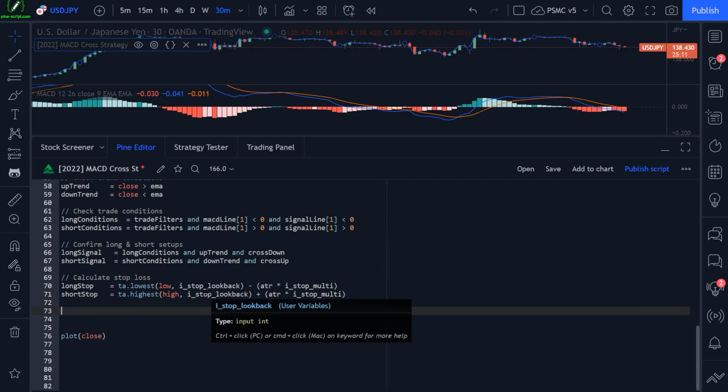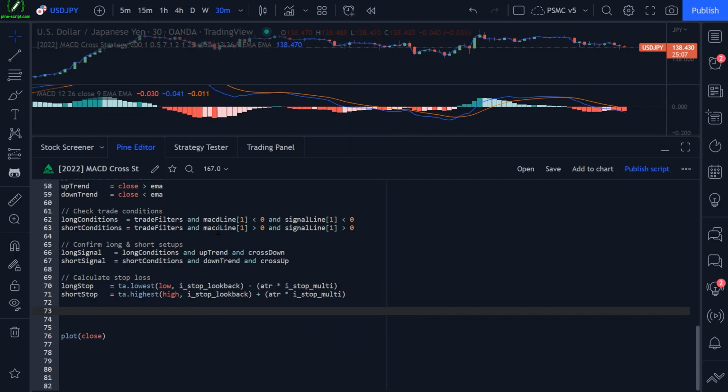So let me save my code now, make sure we don't have any compiler errors. Everything is fine. So now that we have our long and short stops, we can check if we have an entry signal. If we have an entry signal, we can calculate our take profit based on our stop loss distance, and we can start running this system through the strategy tester.